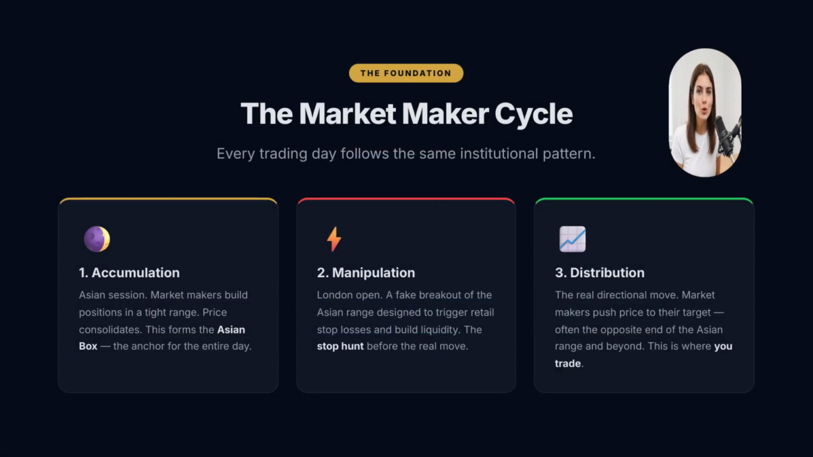BTMM is built on one core insight. Market makers follow a repeating daily cycle. They accumulate positions during the Asian session when liquidity is thin, then manipulate price at London Open to trigger retail stops, and finally distribute in the direction of the real move. The state engine tracks this cycle automatically through levels.